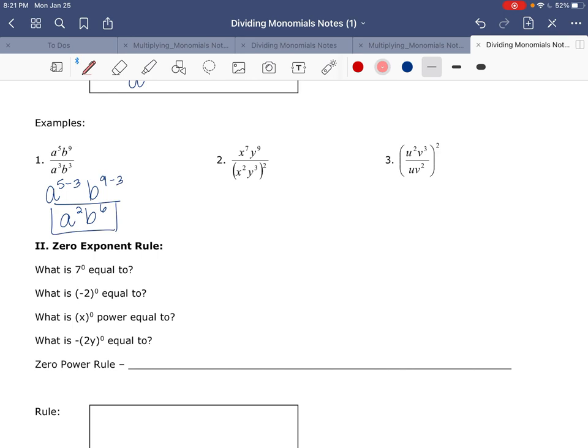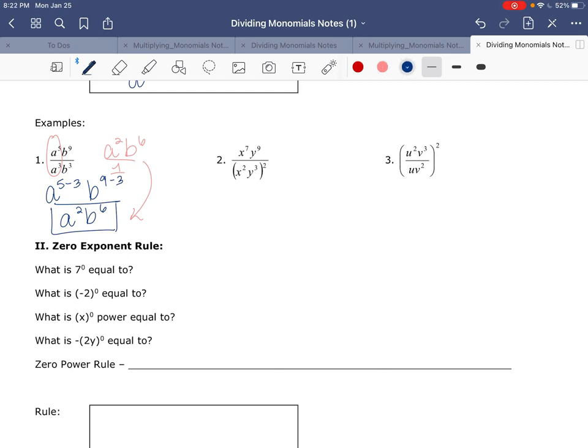And again, if you look, a to the 5th and a cubed, there's more a's in the numerator, and there's 2 more. And then again, b to the 9th over b cubed, there's more b's in the top, so it's going to keep it. And there's 6 more, which leaves just a 1 in the denominator, which is equivalent to what we got earlier.